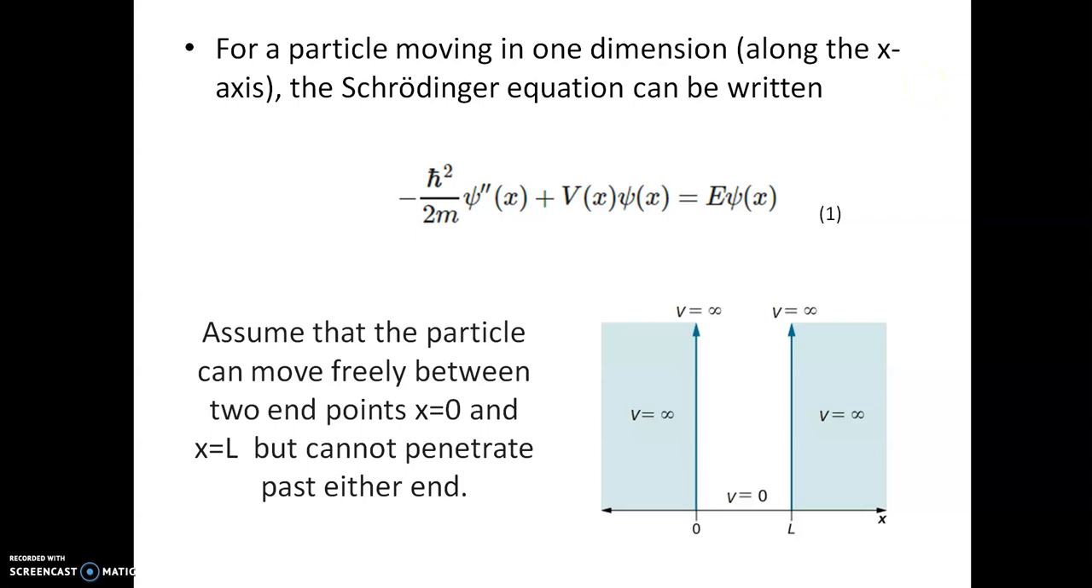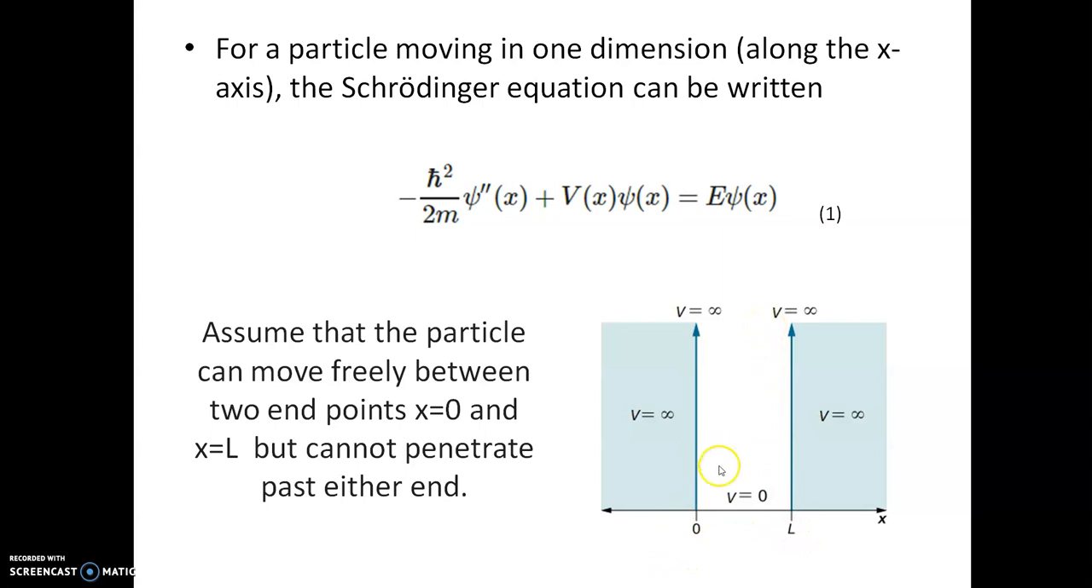I hope you remember the famous Schrodinger equation in one dimension, which can be written as minus h cross squared by 2m dou squared psi by dou x squared, which I have written as psi double prime x, plus V psi equal to E psi. This is the Schrodinger equation in one dimension. You remember? So, now we are coming to the problem of a particle that is existing within a box.